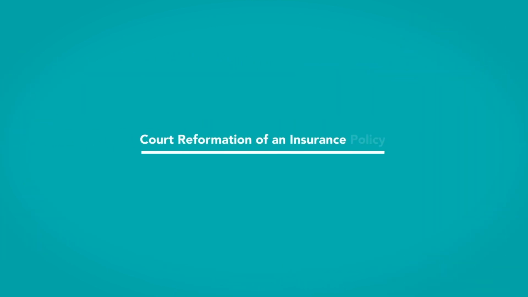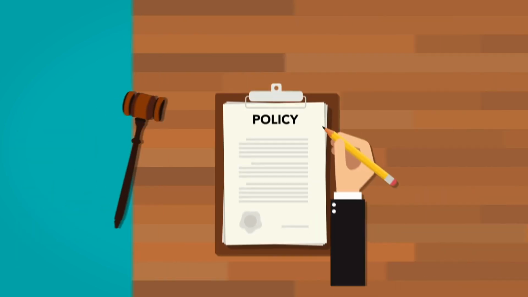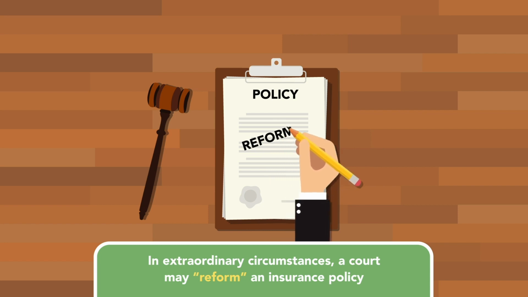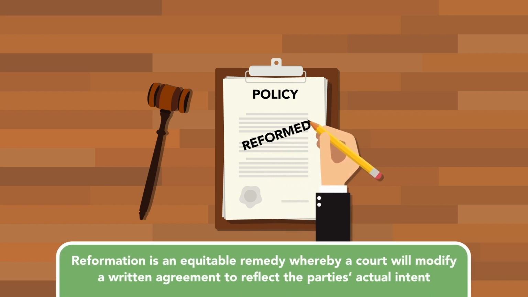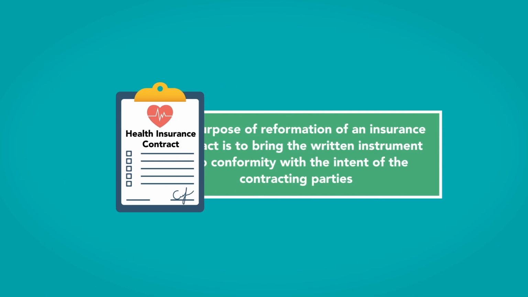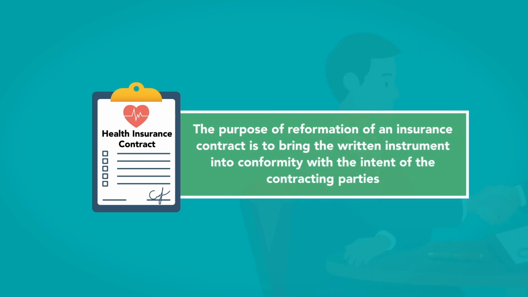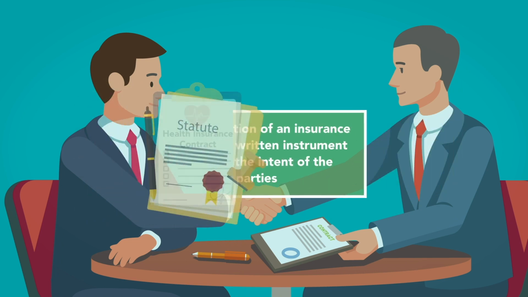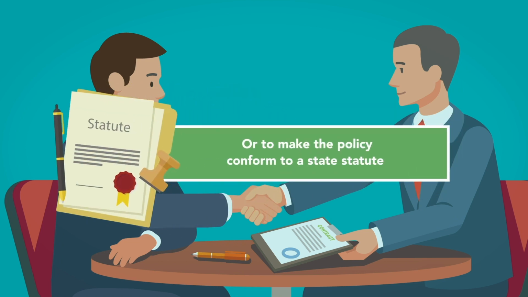Court reformation of an insurance policy. In extraordinary circumstances, a court may reform an insurance policy. Reformation is an equitable remedy whereby a court will modify a written agreement to reflect the party's actual intent. The purpose of reformation of an insurance contract is to bring the written instrument into conformity with the intent of the contracting parties, or to make the policy conform to a state statute.